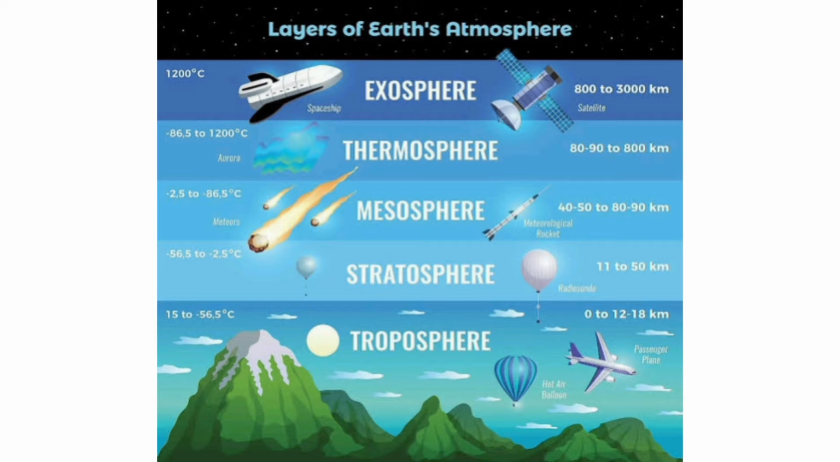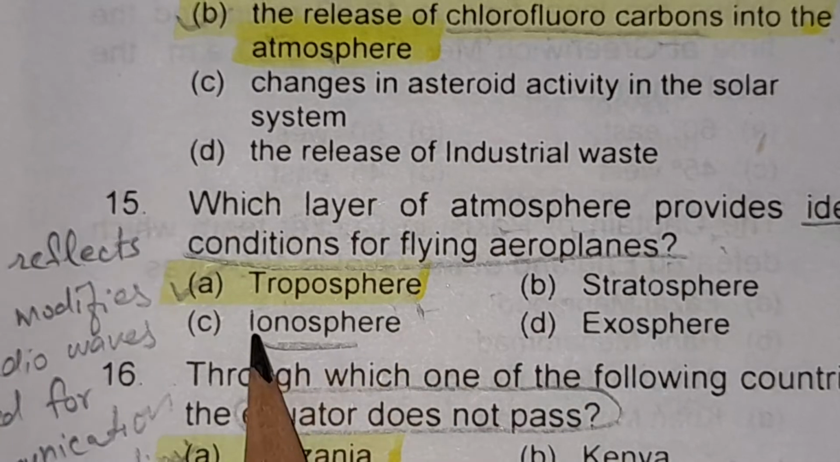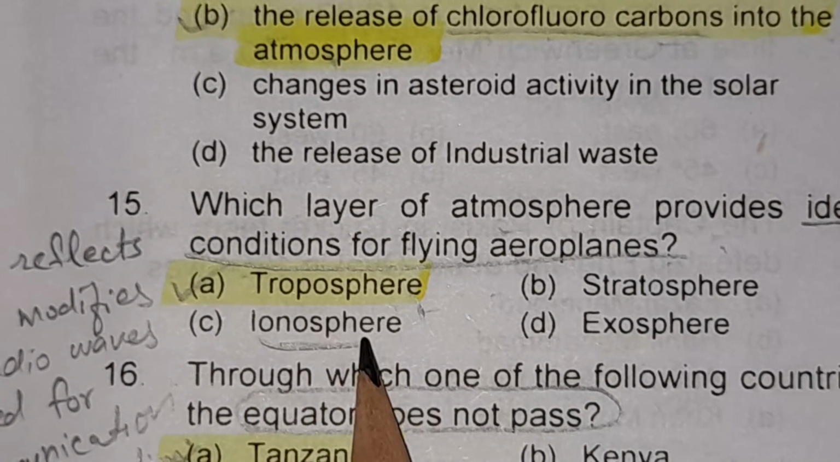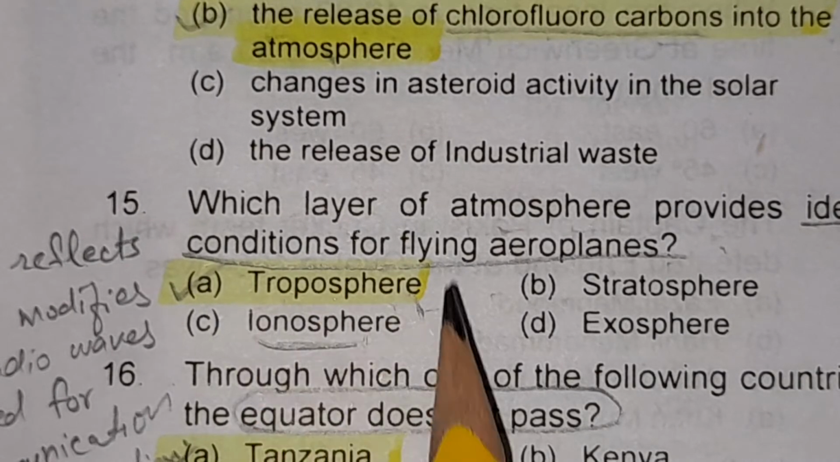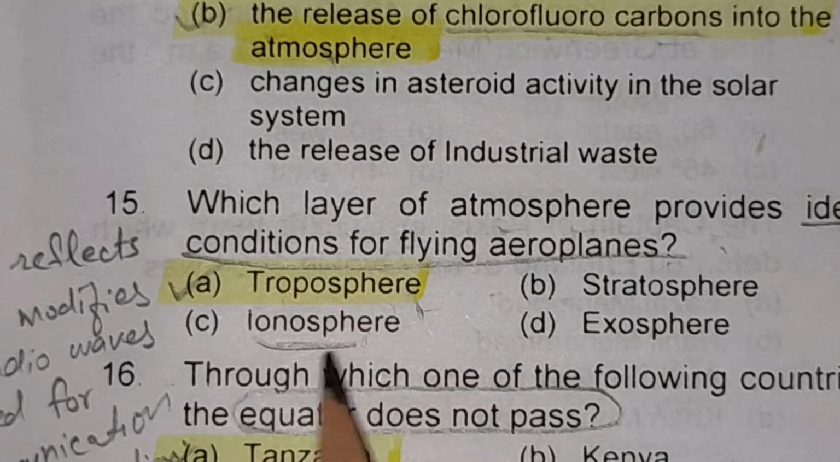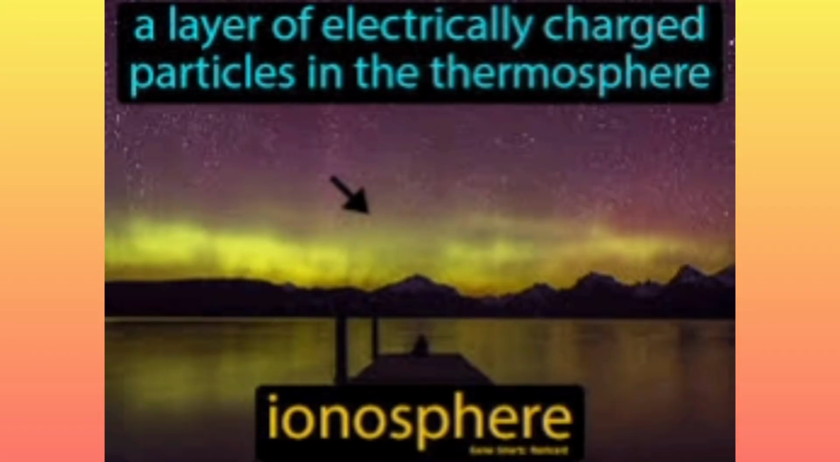Now, what about the ionosphere, which was written in the options? That is not present over here. Is that the Earth's atmosphere layer? But keep in mind, ionosphere is not a part of the layers, but it exists between the layers. It reflects and modifies radio waves used for communication and navigation. So, it's a layer of electrically charged particles in the atmosphere.